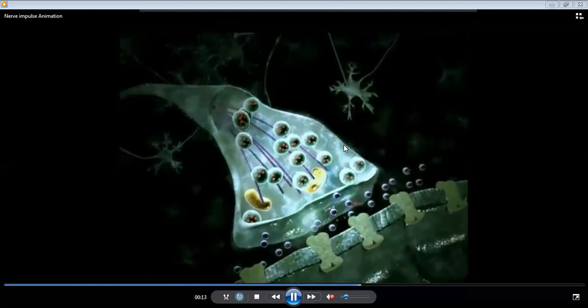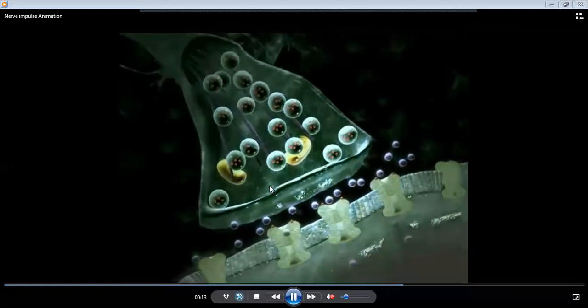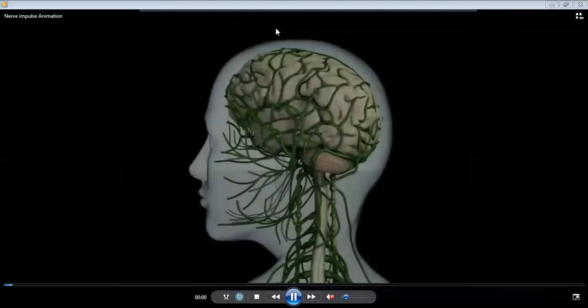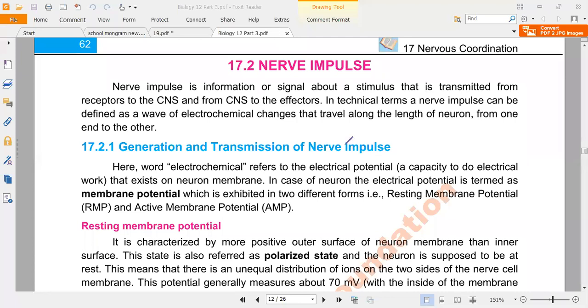At the end of this neuron, you can see there is a synapse. At the ending there are lots of vesicles in which neurotransmitters are present. These are the chemicals which take the signals or the electric charges from one neuron to another by these receptors, and like this the nerve impulse is transmitted. So let's see how all this happens.